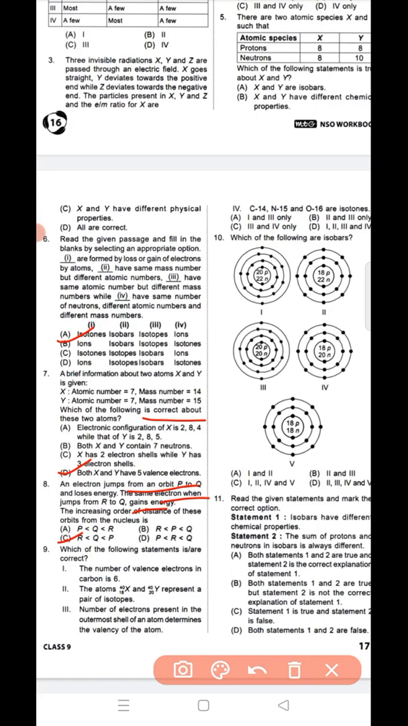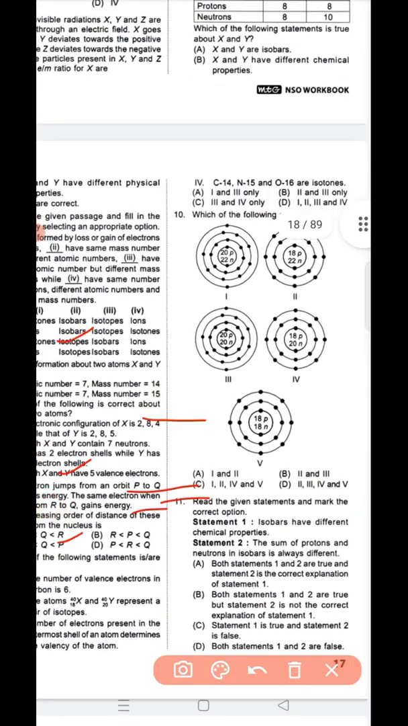Which of the following statements is or are correct? The number of valence electrons in carbon is 6. The atoms 40/18 X and 40/20 Y represent a pair of isotopes. The number of electrons present in the outermost shell of the atom determines the valency of the atom. So what will be the answer? Question number 9, option C is the correct answer.